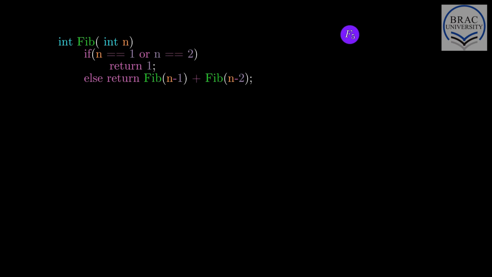So let's call this function using n equals 5. Notice that if n equals 5, then the if case will not be true, so it will go to the else case and call Fibonacci n minus 1, which is Fibonacci 4. When the function is called with Fibonacci 4, this goes to the else case again and calls Fibonacci 3, and Fibonacci 3 in turn calls Fibonacci 2.